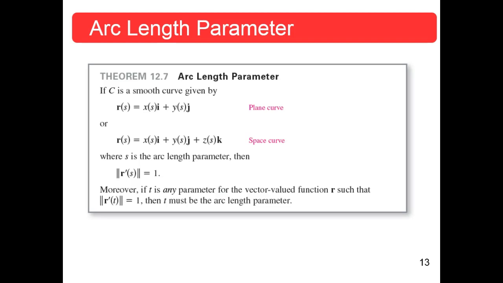Moreover, if t is any parameter for the vector valued function r, such that the magnitude of r prime of t is 1, then t must be the arc length parameter. You can't have two of them. If the magnitude of r prime of t is always 1, then that t would be your arc length parameter s. You wouldn't need the t, you could just call it s. Now we're getting ready to do curvature.